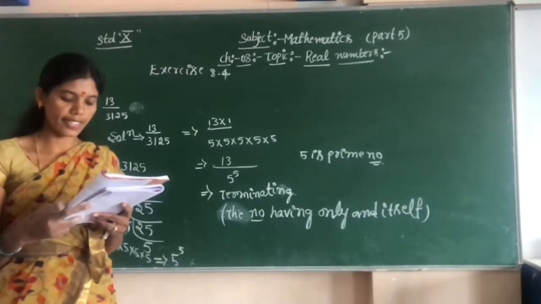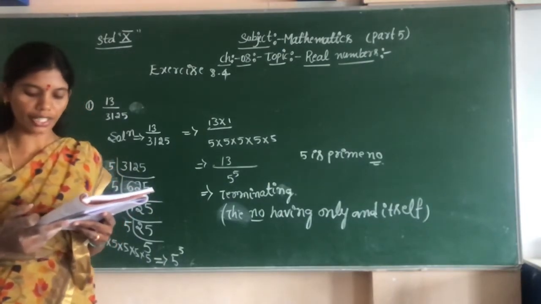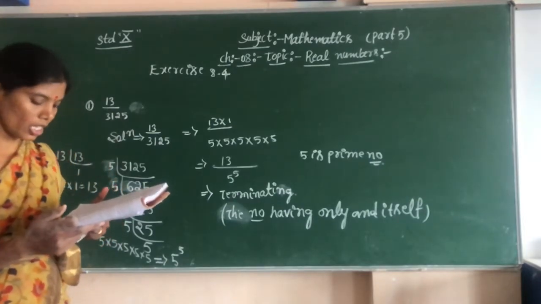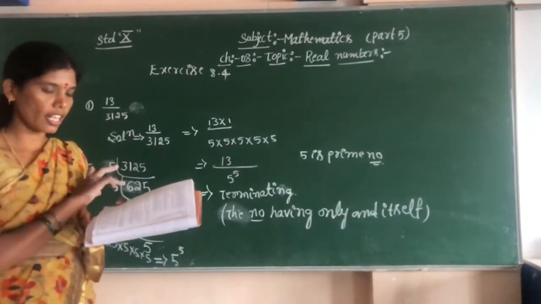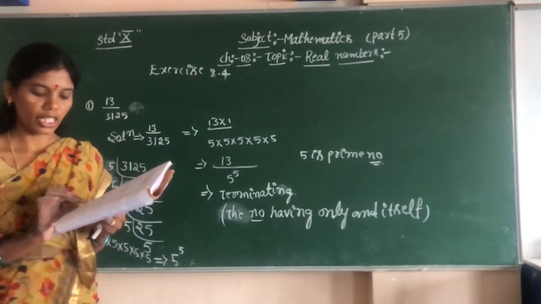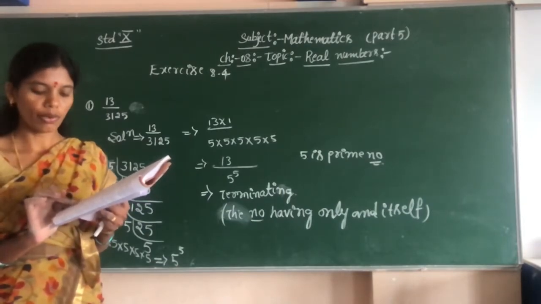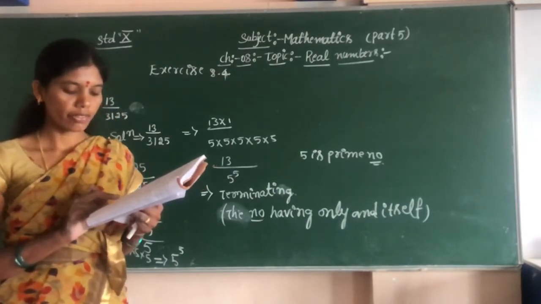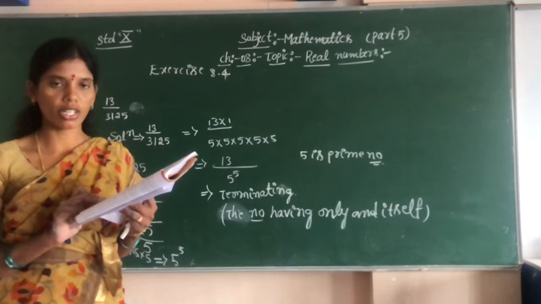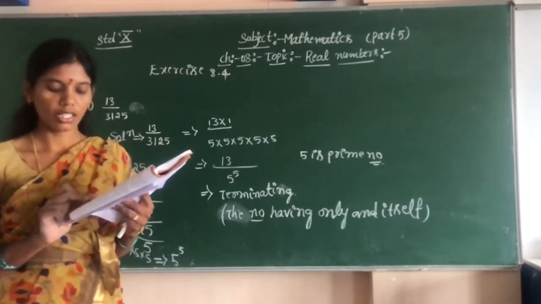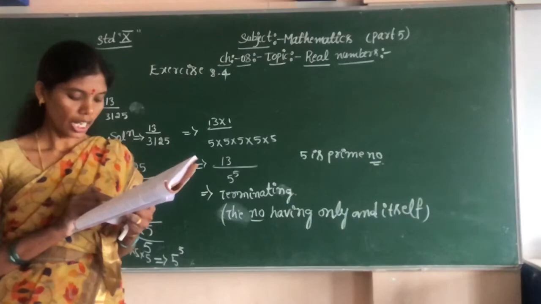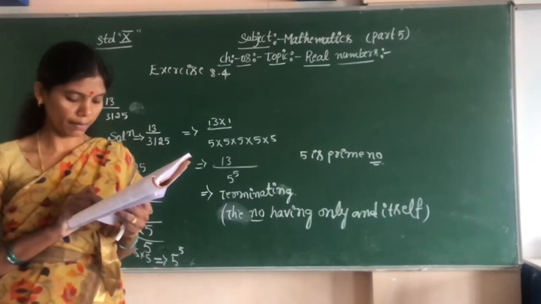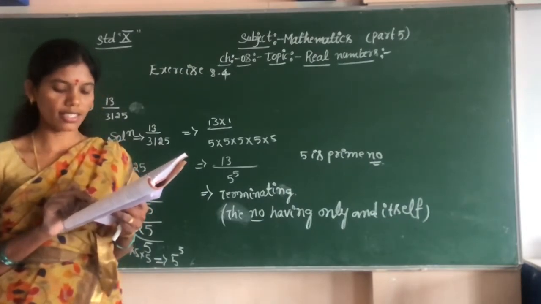First one is terminating, second one is terminating, third one is non-terminating, fourth one is terminating, and fifth one is non-terminating, sixth one is terminating, and seventh one is non-terminating, and eighth one is terminating, ninth one is terminating, and 10th one is non-terminating.